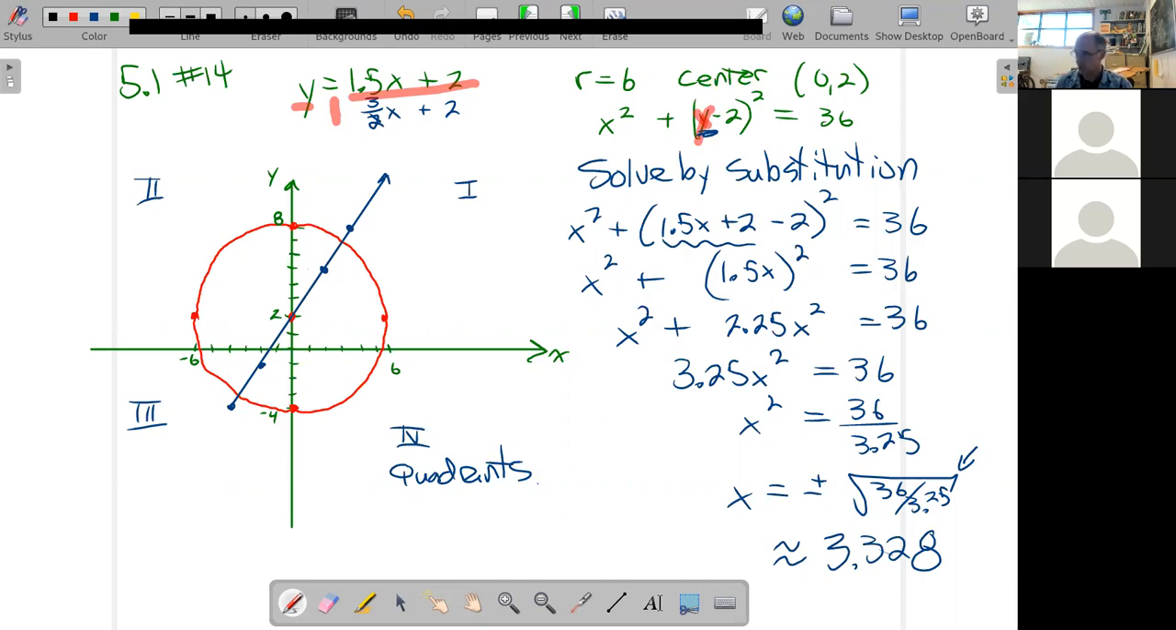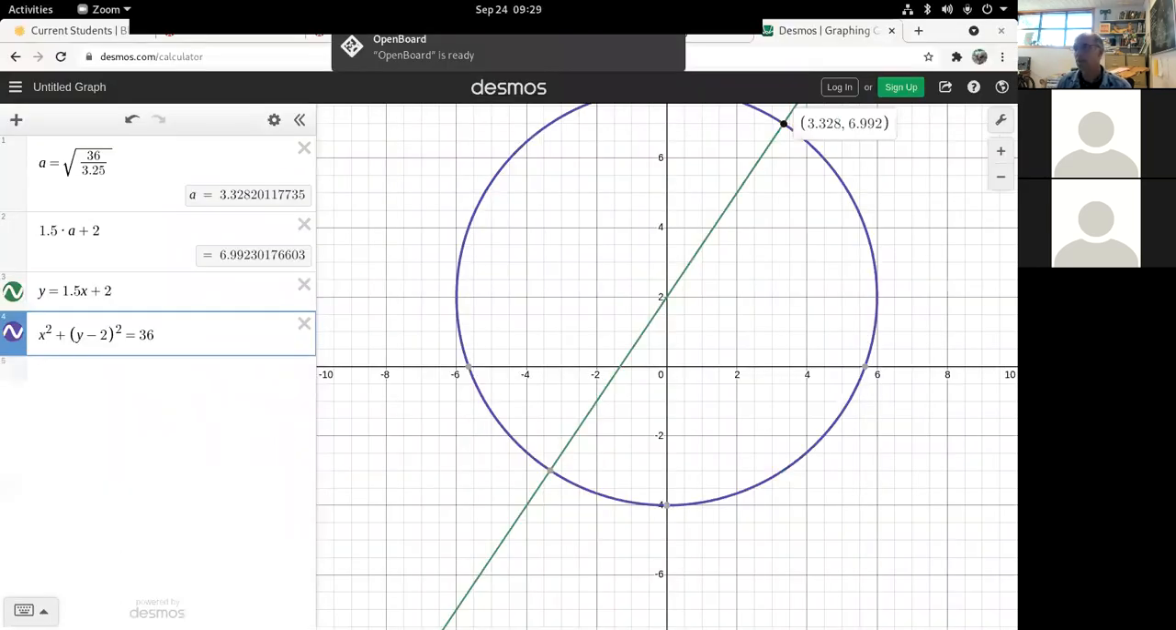So I do have an answer here. y is approximately 6.992. Is that the right one? Yep. Okay. Got myself an answer, checked it on the computer. I feel good about it. Let's move on.